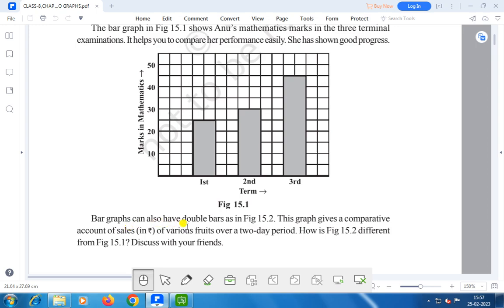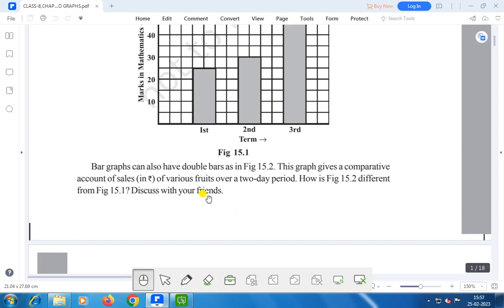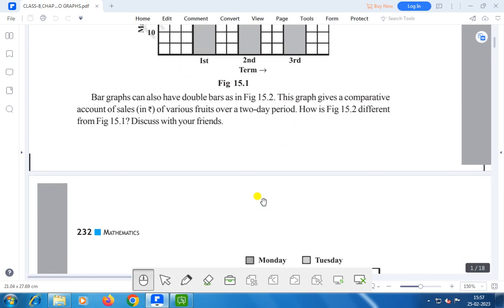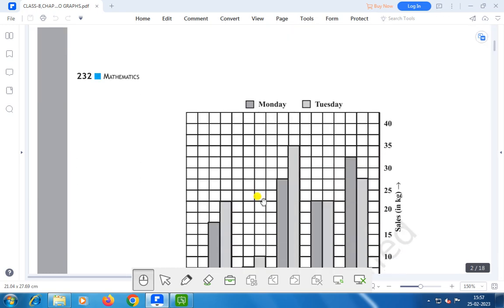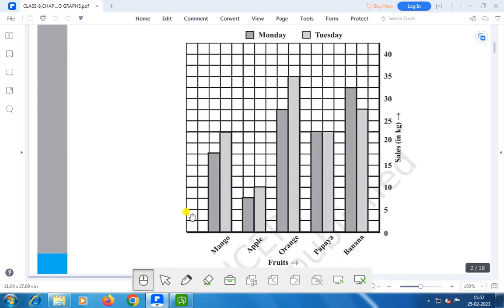Bar graphs can also have double bars as in figure 15.2. This graph gives a comparative amount of sales of various fruits over a 2-day period. How is figure 15.2 different from figure 15.1? Discuss with your friends. Here you see, this is mango sales on Monday and this is mango sales on Tuesday.